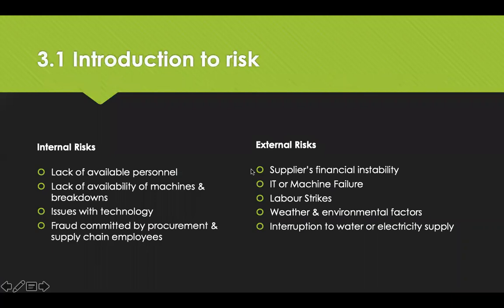So at the highest level, risks come from internal and external sources. Internally, it could be lack of available personnel, which can have critical impacts on tasks, such as lack of cover over festive periods or lack of consistency. It could be lack of availability of machines and breakdowns, production machines or manufacturers, or a ventilator for a hospital or a server for a broadband provider. Issues with technology used to place orders, update receipts and arrange payments. And fraud committed by procurement and supply chain employees, resources being wrongly used for personal benefit.